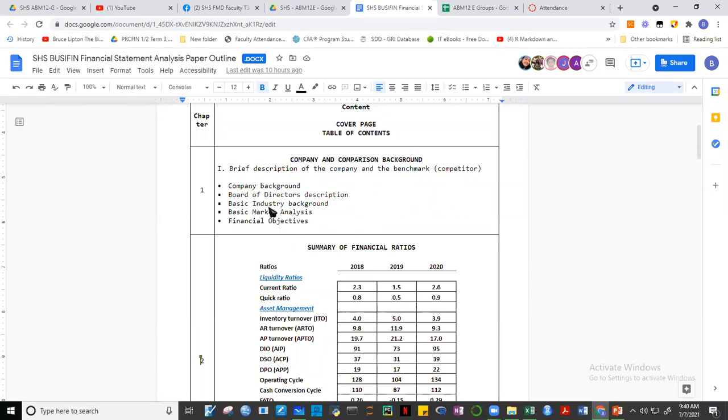And then you discuss the basic industry background, okay? What industry are they in? Give some details about the industry. And then what is the market? Who is the market of these two competitors? And also, what are their financial objectives? So that will be your chapter 1.